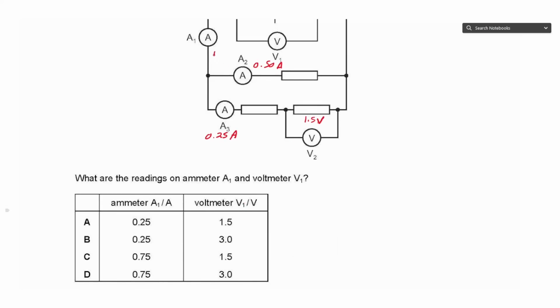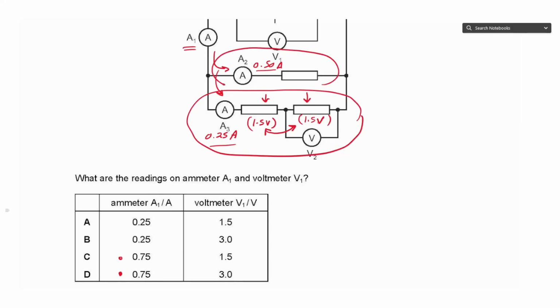First, the current here should be divided across the two branches. So the total current in A1 should be the sum of 0.5 and 0.25. That gives 0.75 ampere. As for the voltage, since these two resistors are identical, if this takes 1.5 volts, this should also take 1.5 volts in series, since they have the same resistance and same current in series. So they have the same voltage. But in series, the voltage is added, so 1.5 plus 1.5, that gives a total of 3 volts in this branch. So this branch also takes 3 volts, and the supply is also 3 volts. So the answer here is D.